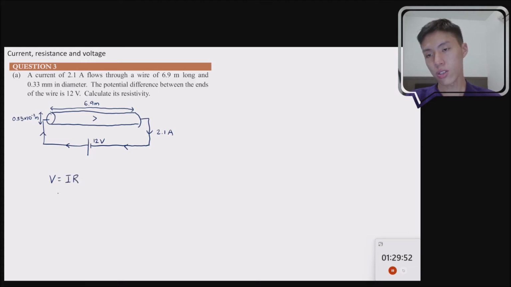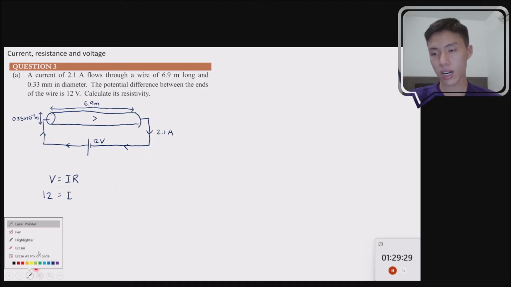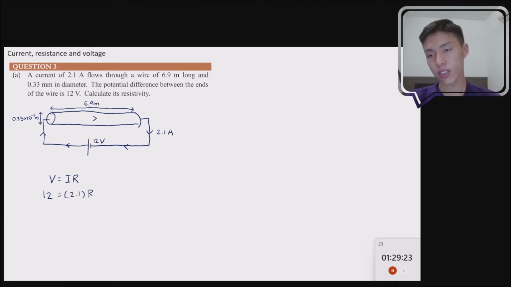V equals IR, so you know that the voltage across this wire is 12 volt because that's the power supply you're connected to. The current flowing through the whole loop should be the same. There's only one path for the current to flow, so everywhere it should be 2.1 ampere. So the current flowing through this wire should also be 2.1 ampere. From here you can find your resistance, which should be equal to 40 divided by 7 ohm. Let's write it in fraction because I need to use this value in other equations later.